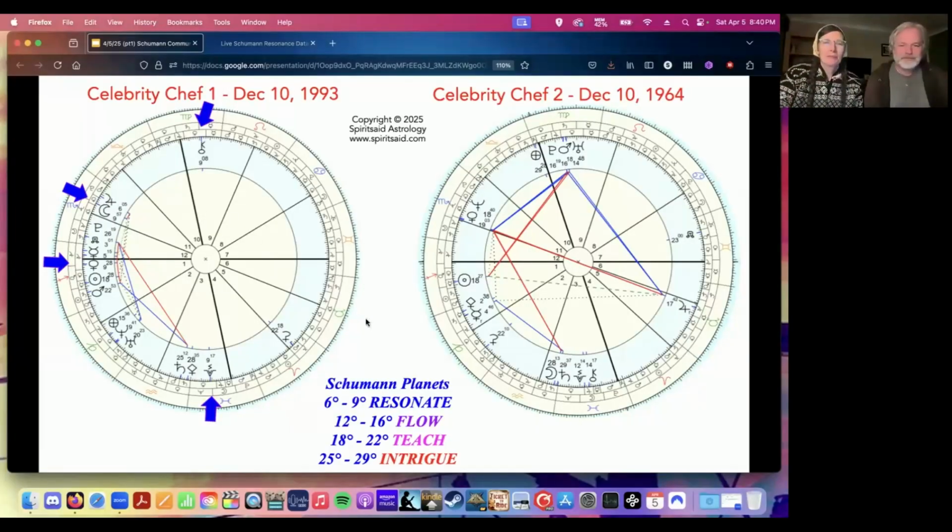Yeah. Now, the guy on the right, actually, has a ton of planets in the purple zone. So that's the zone of flow, of people learning by example, of people looking at what you do and saying, oh, yeah, I really like that. And the interesting thing is that the chef on the right is known for actually demonstrating his cooking.